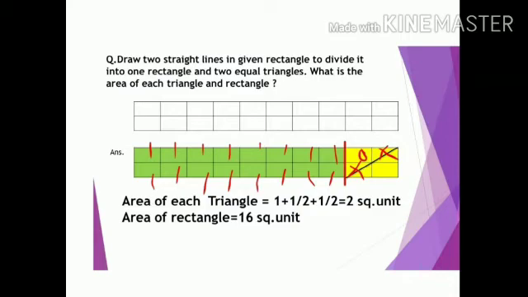Now you can see there are two equal triangles. In the first triangle, there is one full square and two half squares. So 1 plus half plus half will be 2 square units. So we can say that the area of the triangle is equal to 2 square units.